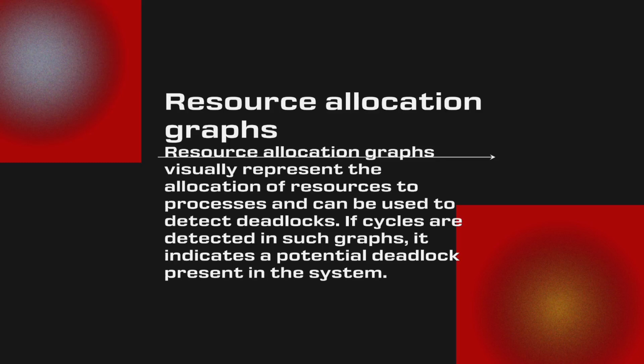Next, resource allocation graph. The resource allocation graph visually represents the allocation of resources to processes and can be used to detect deadlocks. If cycles are detected in such a graph, it indicates a potential deadlock present in the system.